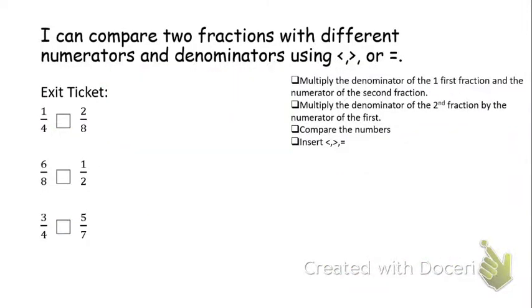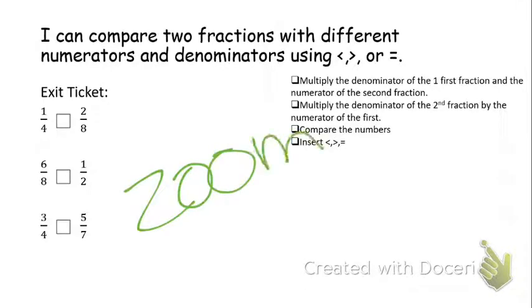Okay, so now you have your exit ticket. So you're gonna compare 1/4 to 2/8, 6/8 to 1/2, and 3/4 to 5/7. Okay, when you are done, you are going to make sure that you Zoom your teacher, okay? We want to know how you are doing, and the only way to do that is for you to Zoom us. Okay. Also, when you Zoom us, I want to see it completely written out.